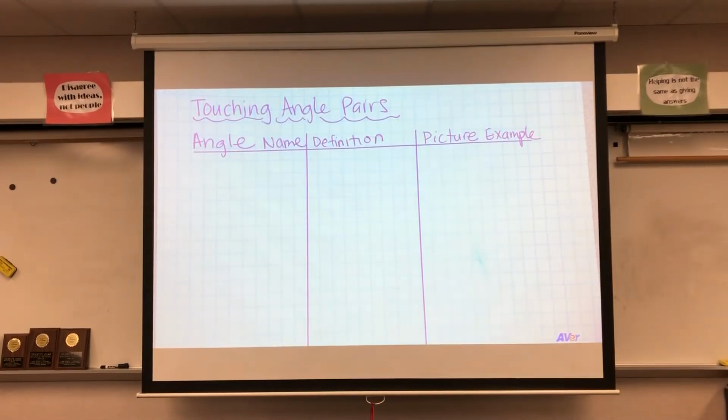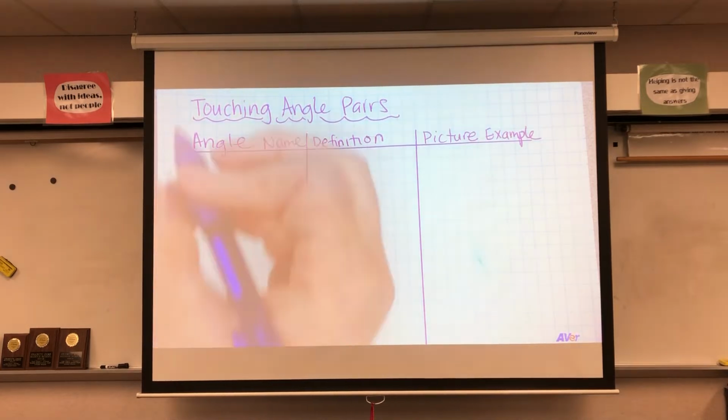Today I'm going to teach you about touching angle pairs. Touching angle pairs means literally they're in the same area, in the same neighborhood, and they're actually touching each other, meaning that the sides or the vertices, the point to the angle, is touching each other. So let's begin with the most basic example.